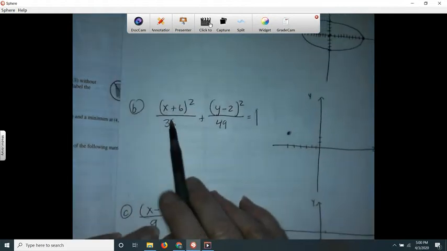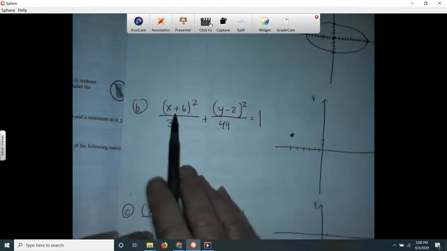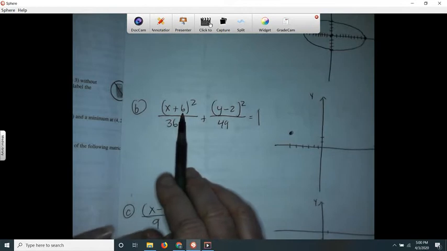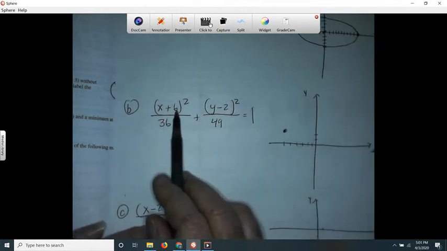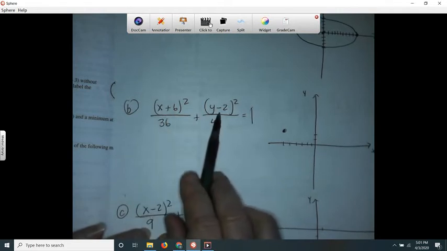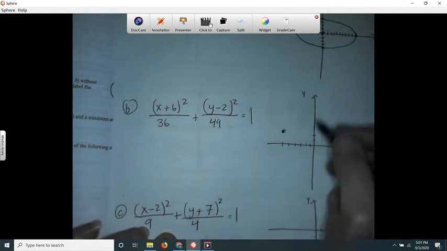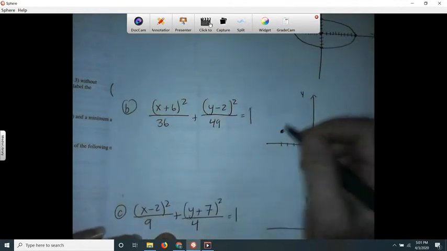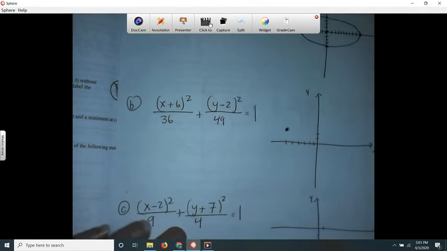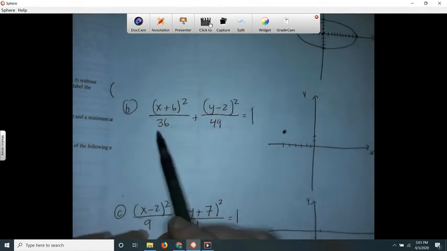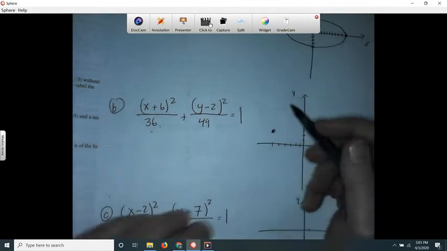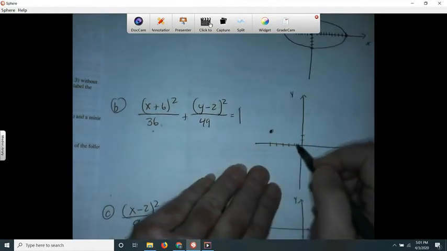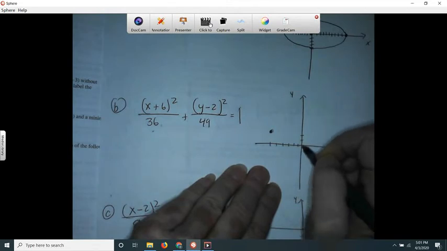So this one tells me it's x minus h, so I must have a shift to the left by 6 and up by 2, because it's x minus h. So that's my center, and then this 36 tells me this is a squared, so a would be 6. That tells me to go to the right and the left by 6.